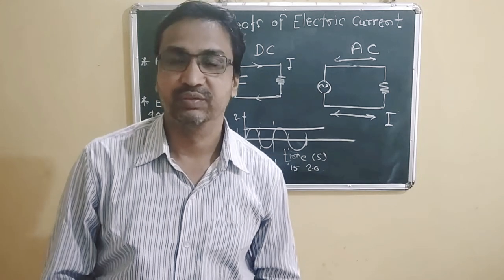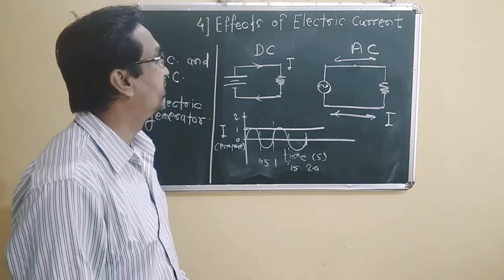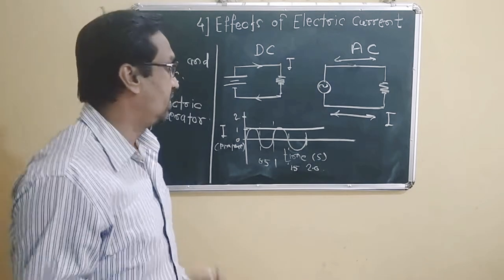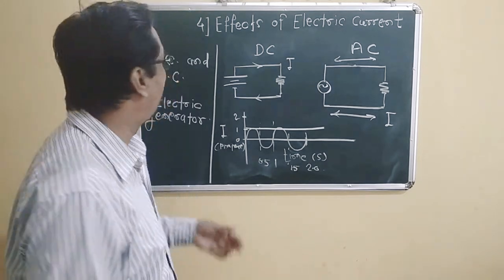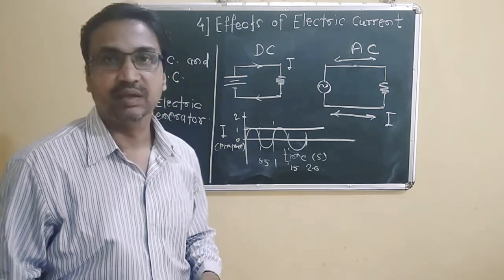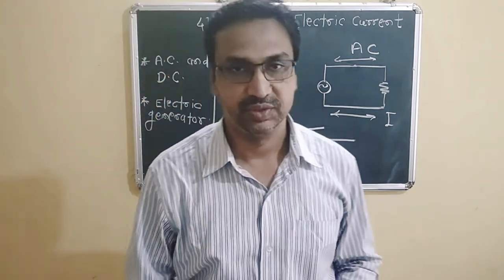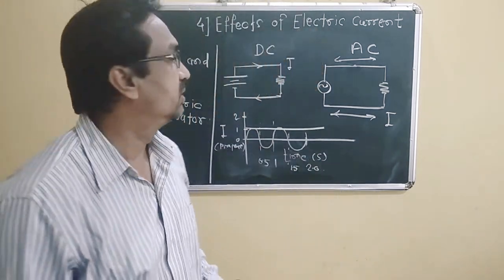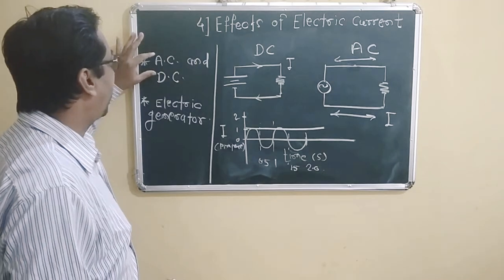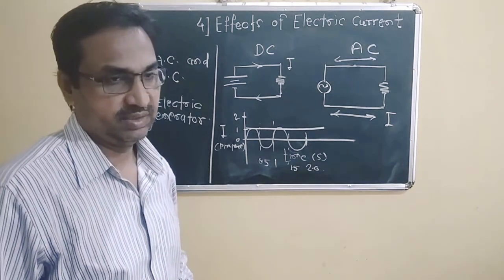Welcome students once again in our fourth chapter, effects of electric current. Today we will discuss the two topics, AC and DC, as well as electric current. So what is meant by AC and what is meant by DC?